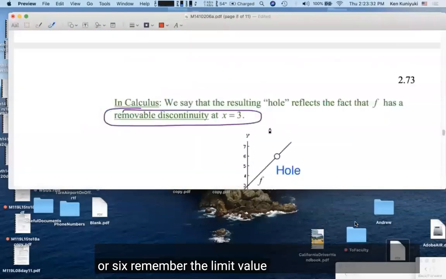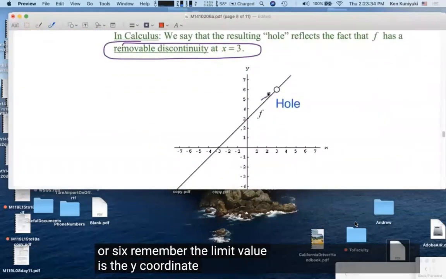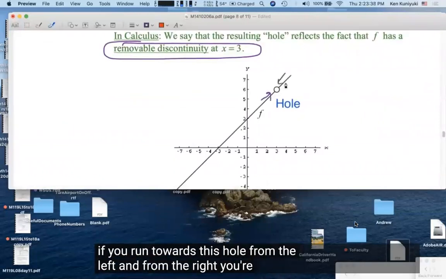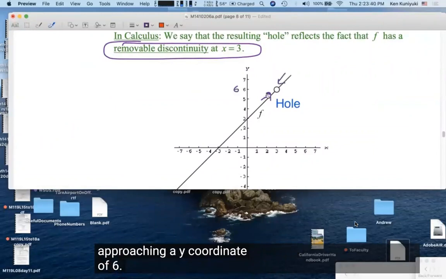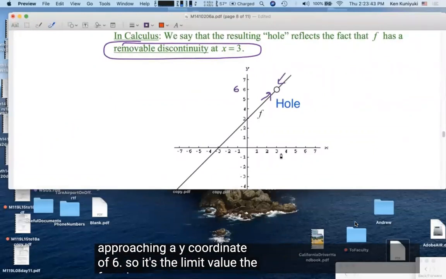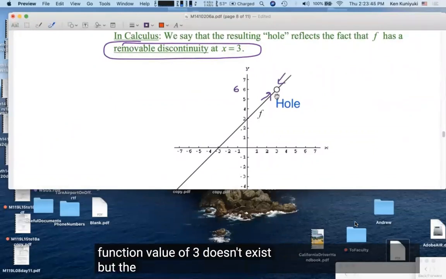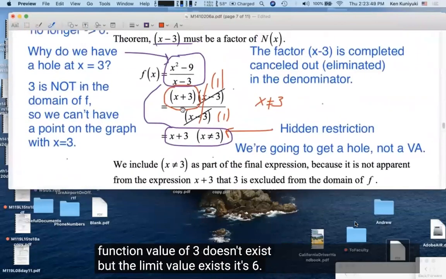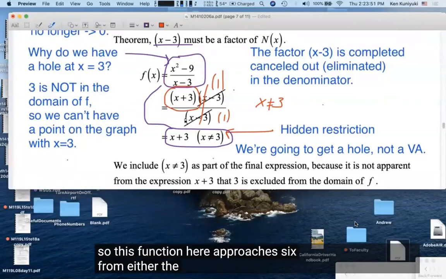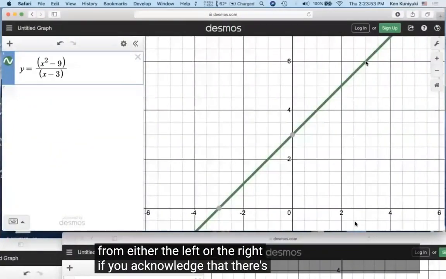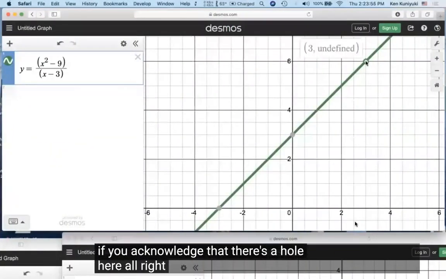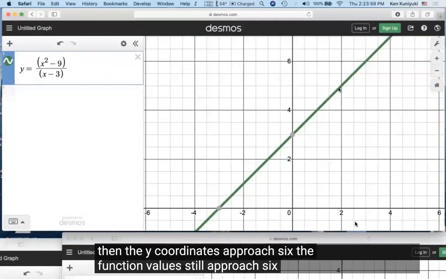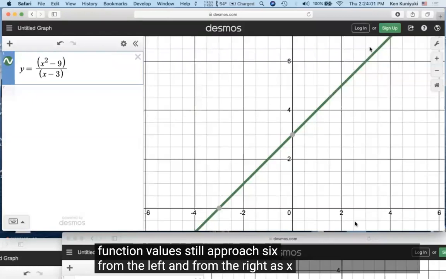Remember, the limit value is the y-coordinate that you approach if you run towards this hole from the left and from the right. You're approaching a y-coordinate of 6, so it's the limit value. The function value at 3 doesn't exist, but the limit value exists. It's 6. So this function here approaches 6 from either the left or the right. If you acknowledge that there's a hole here, then the y-coordinates approach 6. The function values still approach 6 from the left and from the right as x approaches 3.